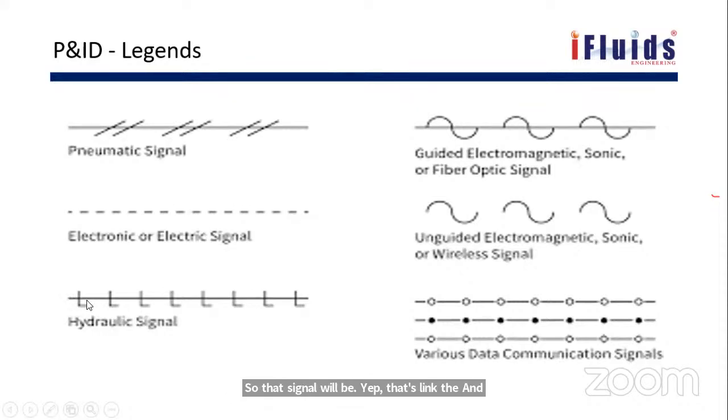And then the hydraulic signal, you can see a line with an L-shaped arrow. Then guided electromagnetic, sonic, fiber routing. I think these things will mostly not be captured. The pneumatic, electrical and electronic signals will be captured mostly for the PNID.